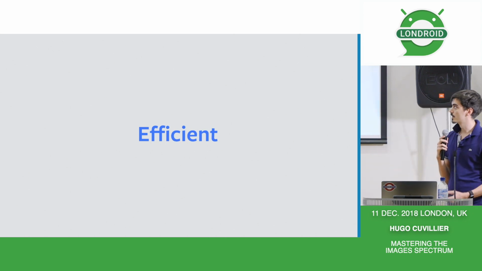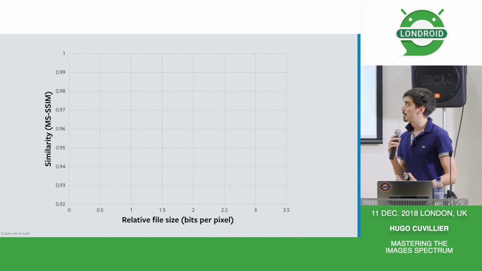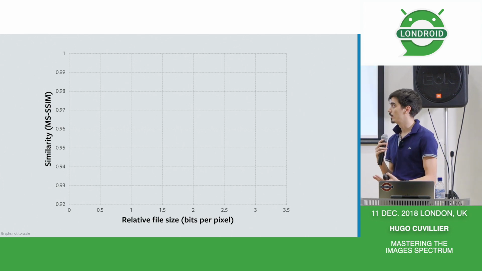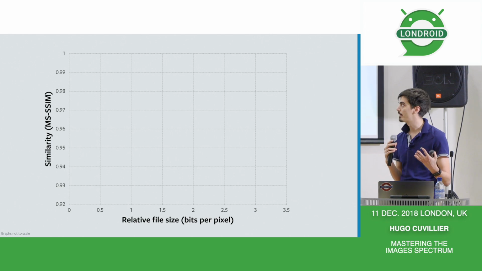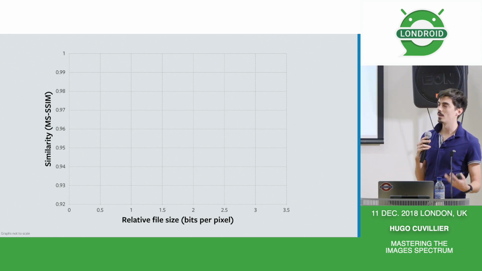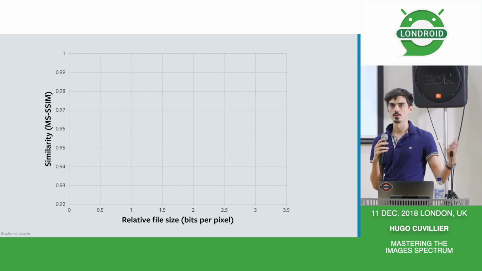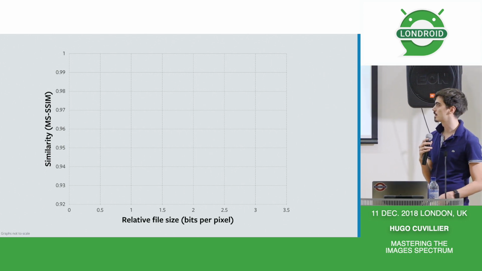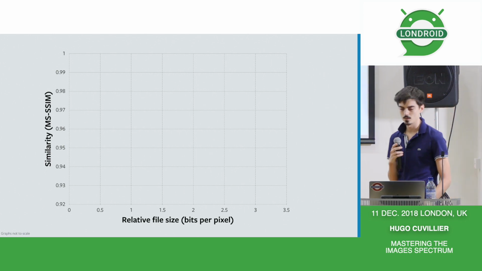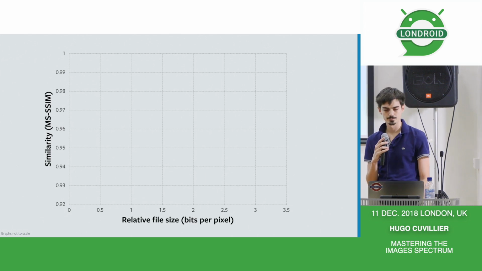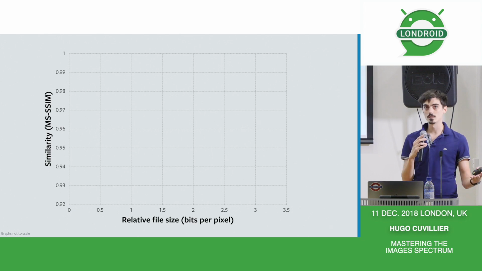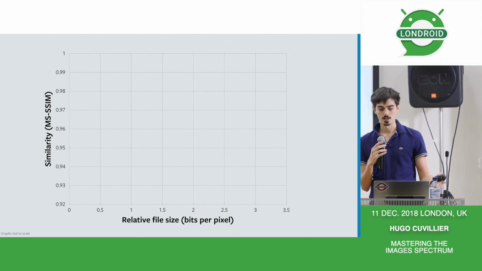So let's see what the benefits are. This is a graph that plots the difference between an original image and its encoded version. On the vertical axis, we've got its similarity factor expressed through MSSIM. That's a score between 0 and 1, essentially the higher, the closer to its original. On the horizontal axis, we've got its relative file size expressed in bits per pixel. So the more to the right, the heavier the image. Here the goal is the top left corner: an image that's almost identical to its original, and that is as small as possible.